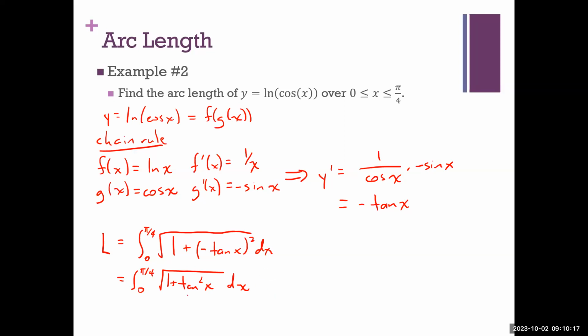Okay, so 1 plus tangent squared is equal to secant squared, right? So the square root of secant squared is going to be secant of x dx. This is one of those integrals that's deceptively tricky. I think it was on one of the tables I gave you. I think the integral of secant x is the natural log of the absolute value of secant x plus tangent x.